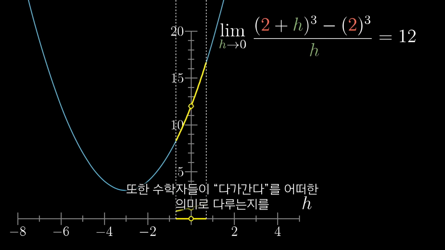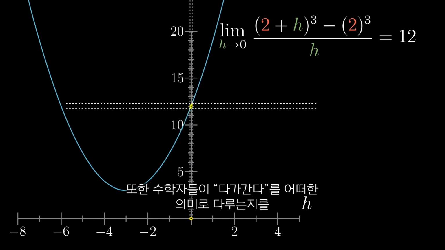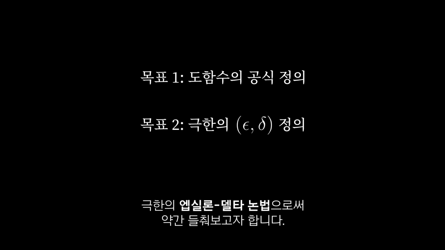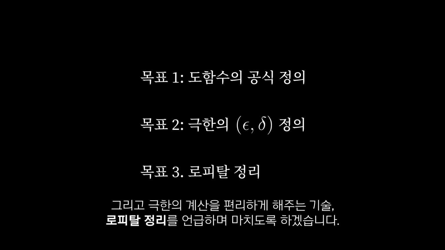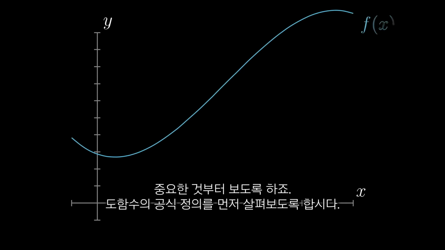I also want to shed light on what exactly mathematicians mean when they say approach, in terms of something called the epsilon delta definition of limits. Then we'll finish off with a clever trick for computing limits called L'Hopital's rule. So, first things first, let's take a look at the formal definition of the derivative.